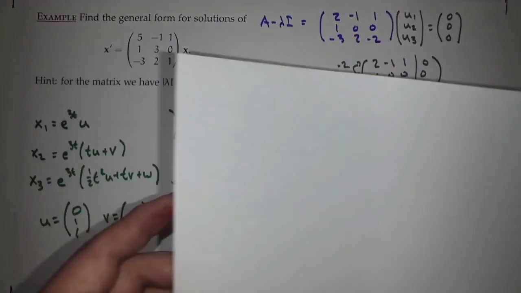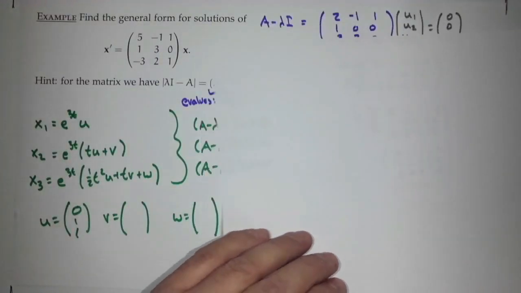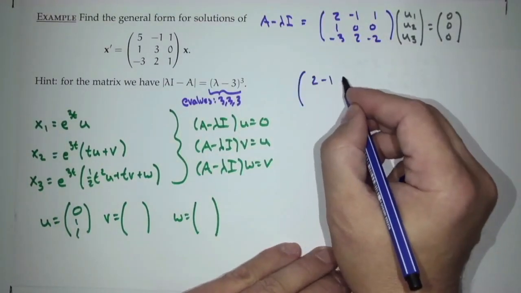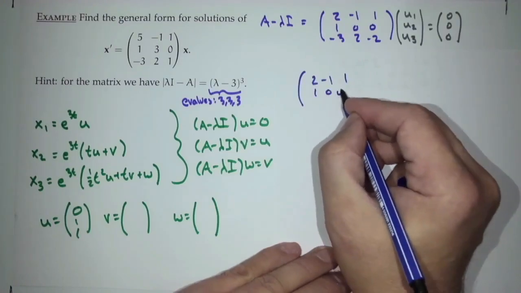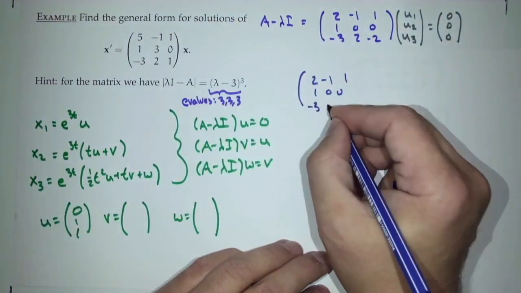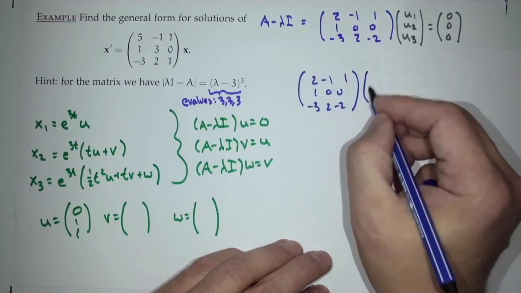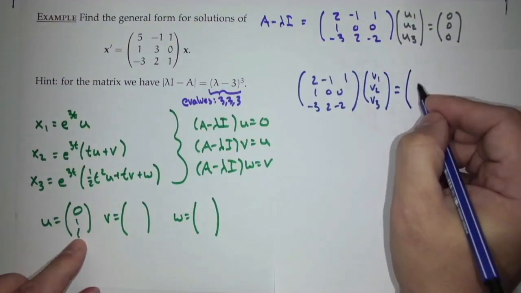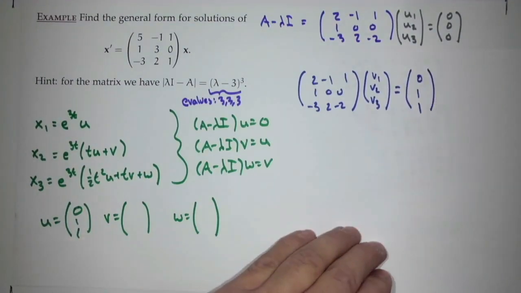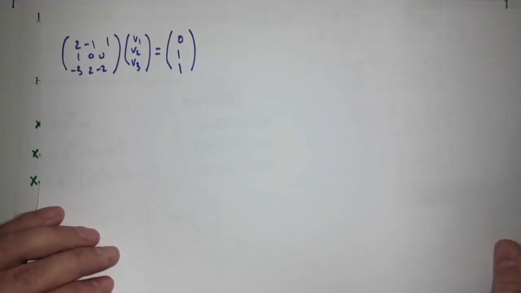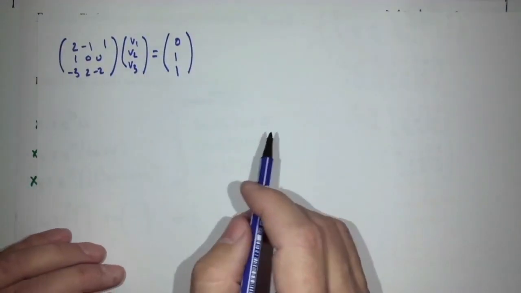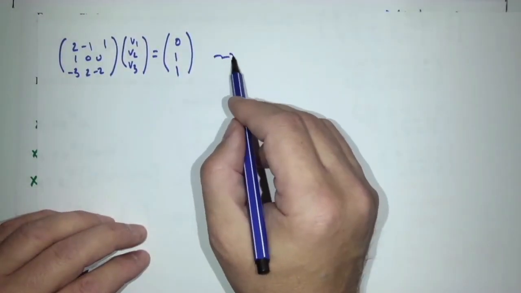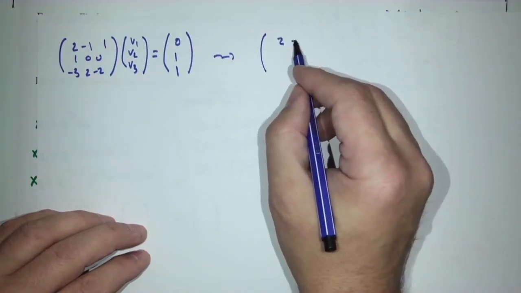All right. So I'm just going to make some notes here. We need A minus lambda I, which is here, times our v, v1, v2, v3, has to equal our u, 0, 1, 1. All right, so let's see what we have. Well, this should look familiar. It's a system of equations. Great. So let's write it in the way we would normally write systems of equations.